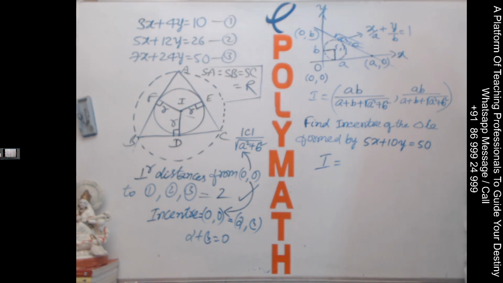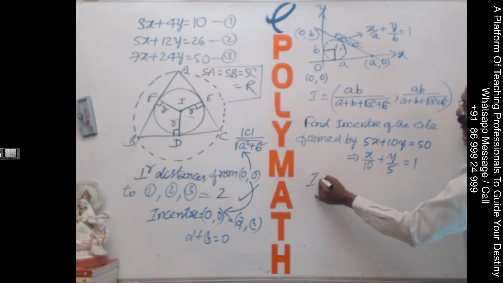I have taken it like this: 5x plus 10y is equal to 50. Now I have to convert this to the intercept form. Convert it to that form: x by 10 plus y by 5 is equal to 1.